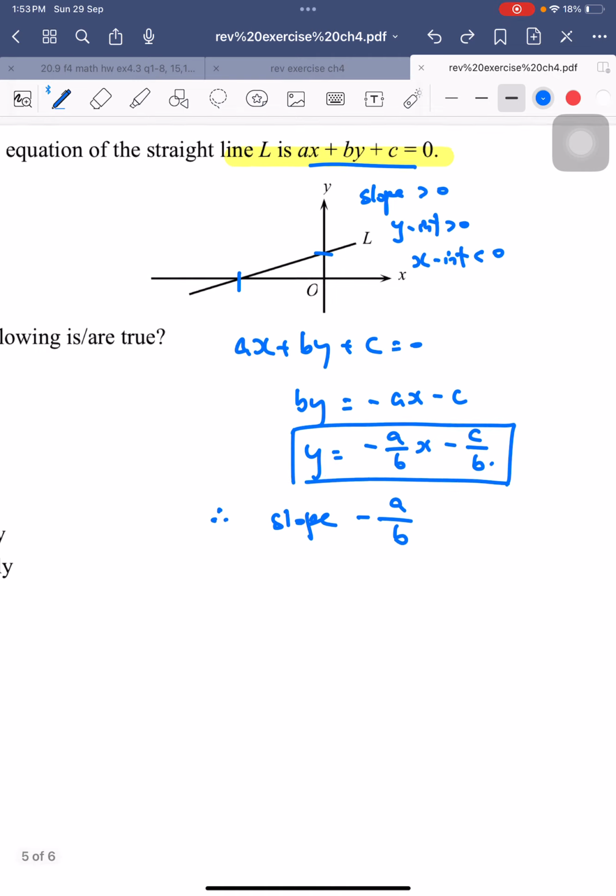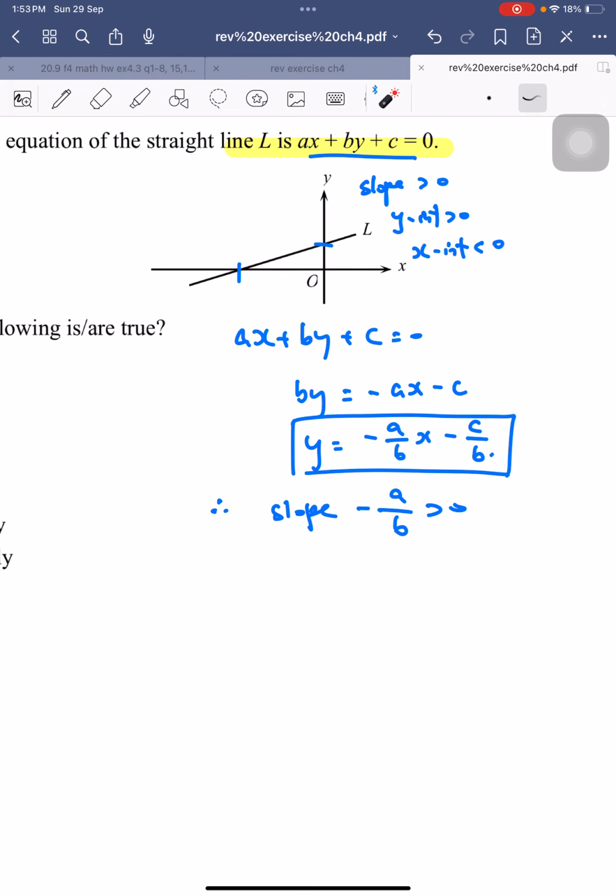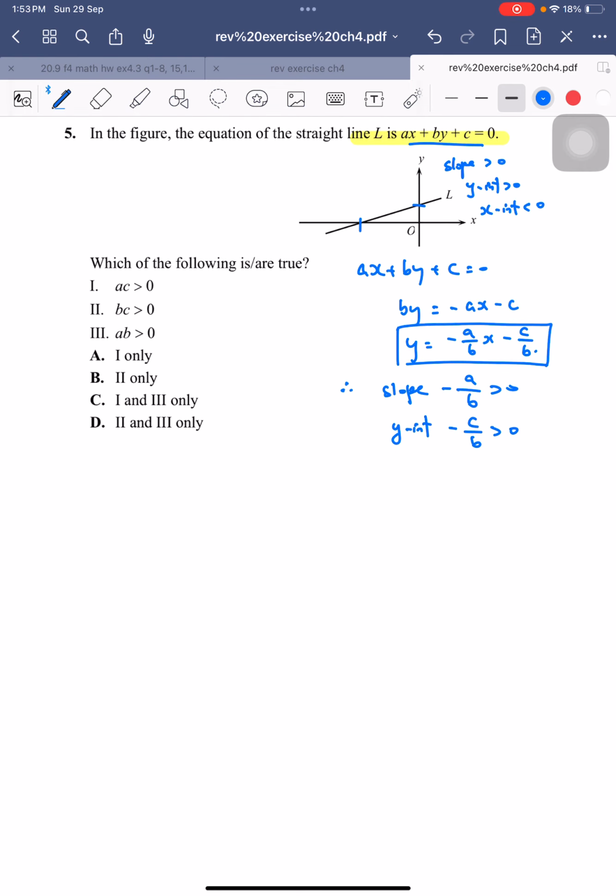should be greater than 0, because the slope is greater than 0, then negative a over b should be greater than 0 as well. Then the y-intercept, which is negative c over b, should be greater than 0 as well. So now we need to find out whether these three are true or not.